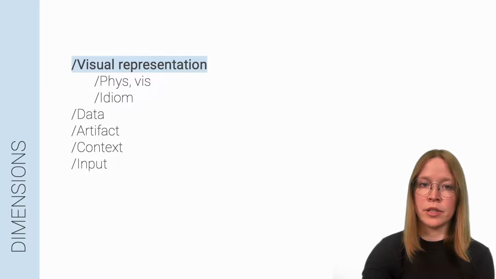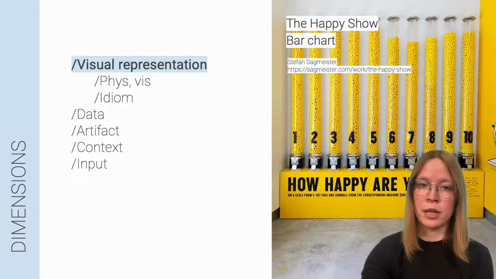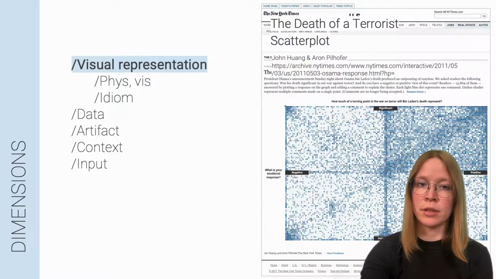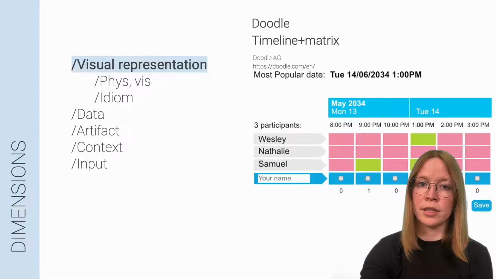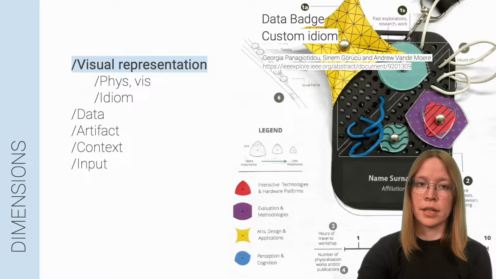We saw a diversity of visual and physical idioms, including both common idioms such as bar charts, as these physical bar charts at an exhibition, or scatterplots as in The Death of a Terrorist. We also observed examples that consist of a mix of idioms, like Doodle, which is a mix of a timeline and a matrix, as well as custom idioms, like this conference data badge, which encodes information about the wearer.